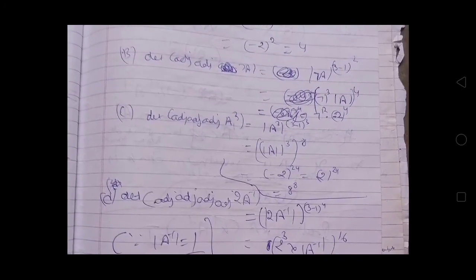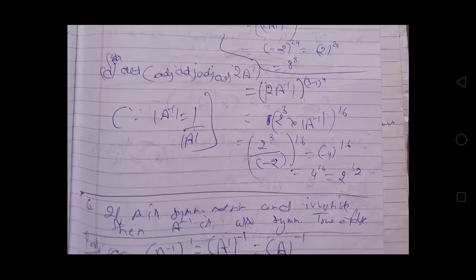Now for part C, determinant of adjoint 3 times 2A raised to the power 3. This will be equal to determinant of A raised to the power 3 raised to the power 3 minus 1 raised to the power 3. This will be equal to determinant of A raised to the power 3 whole raised to the power 8. This will be equal to (minus 2) raised to the power 24. This will be equal to 2 raised to the power 24, because we know that minus 1 raised to the power 24 will be equal to 1, and this will be equal to 8 raised to the power 8.